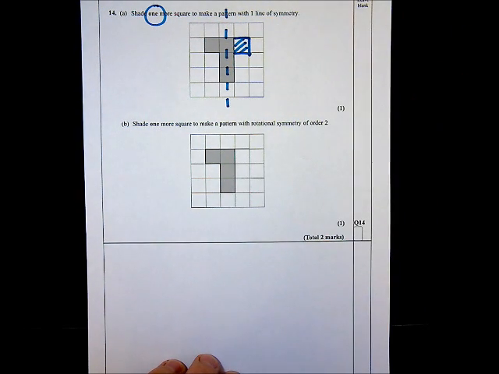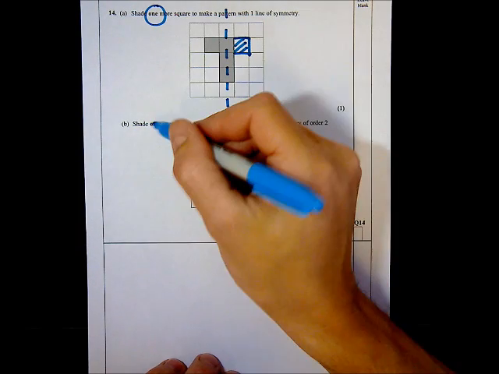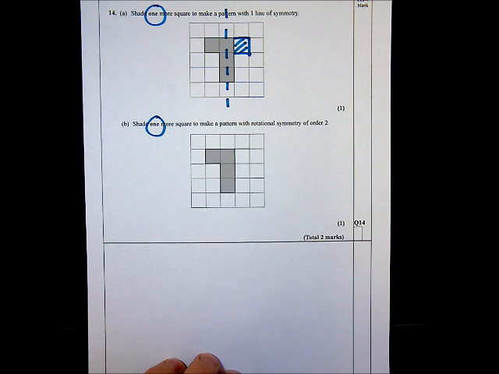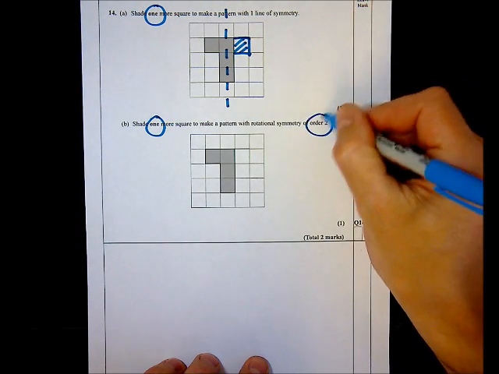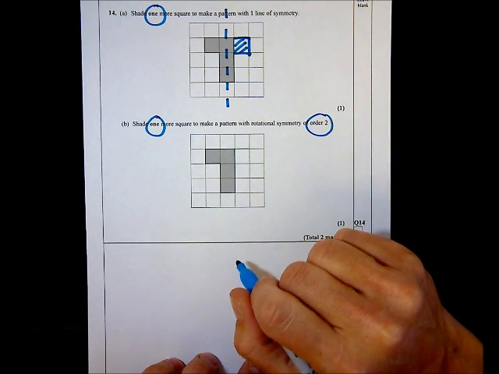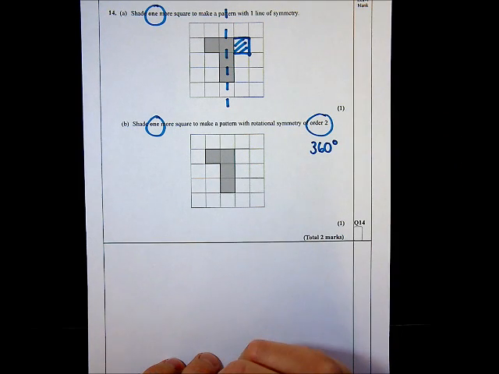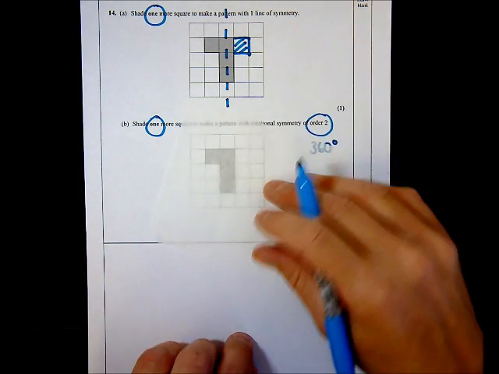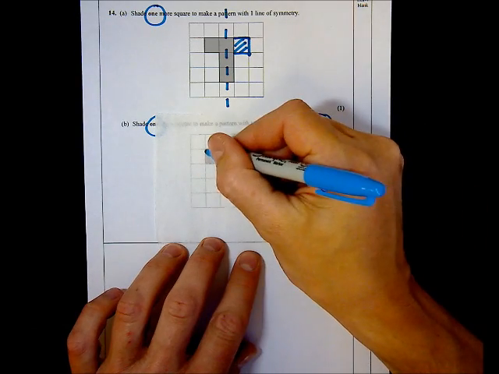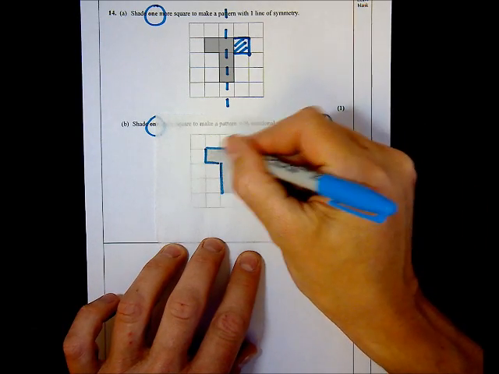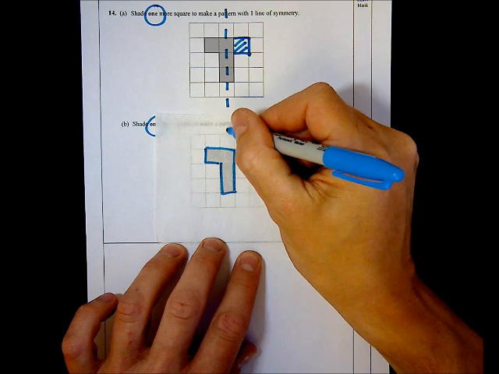In part B, I'm asked to shade one more square to make a pattern with rotational symmetry of order 2, and that means it will look the same twice when I spin it through 360 degrees, and that includes when it finishes. So for this question I would always use a piece of tracing paper, and I would trace the shape that I've got, and I would mark on an arrow to show where I'm starting from.